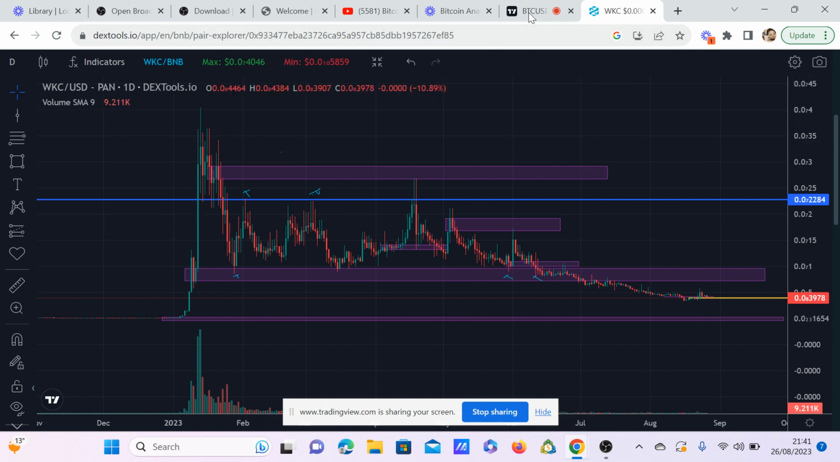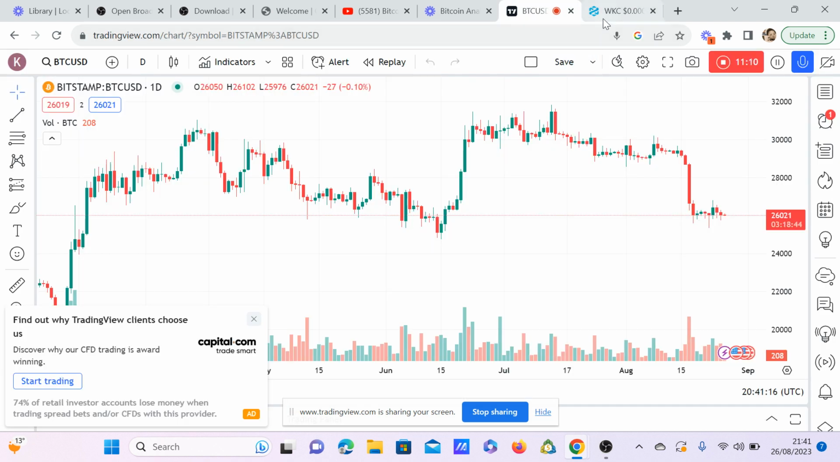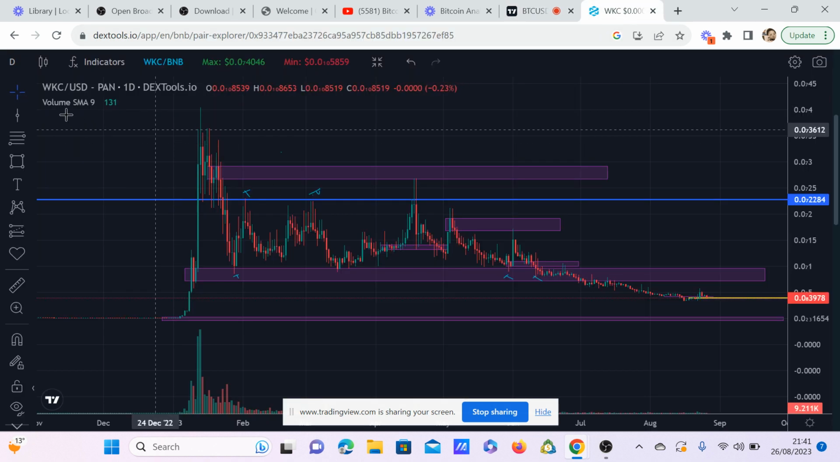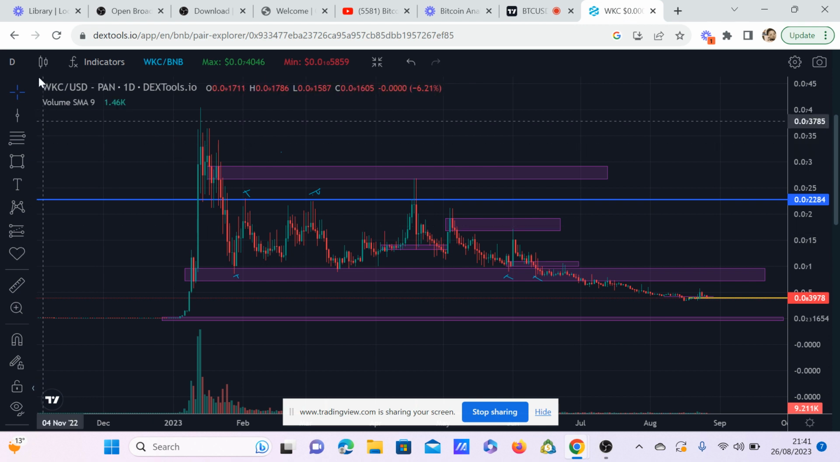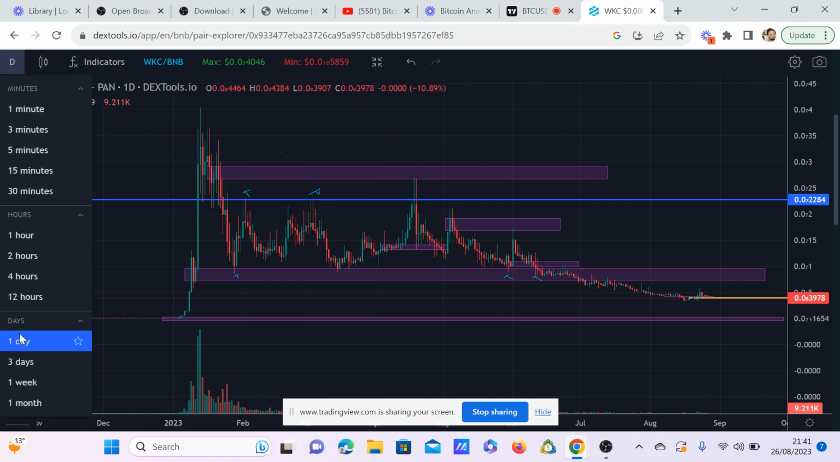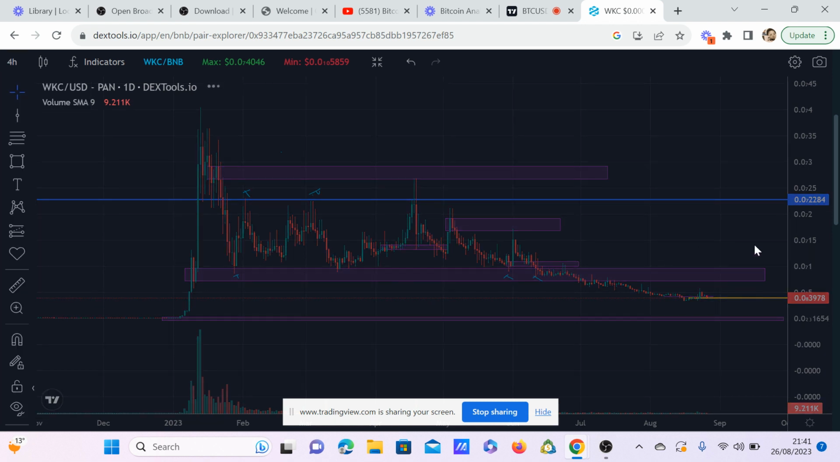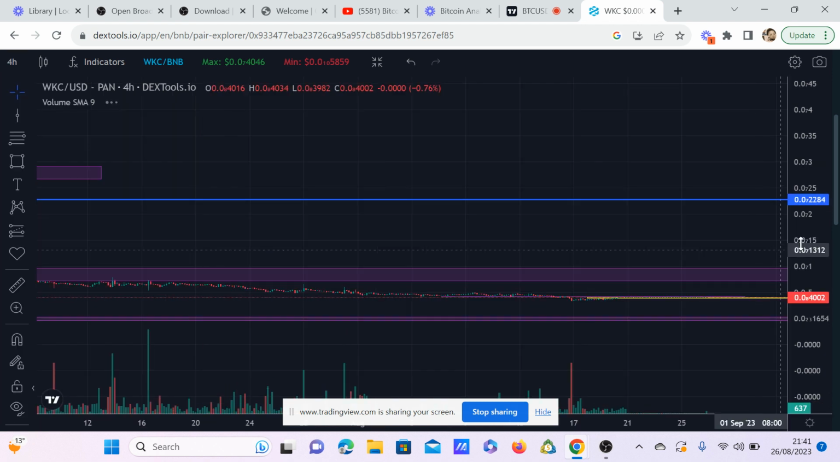Let me make sure that TradingView is recording. So let's go back to Dex Tools. Let's go down to our 4 hour candlestick chart.